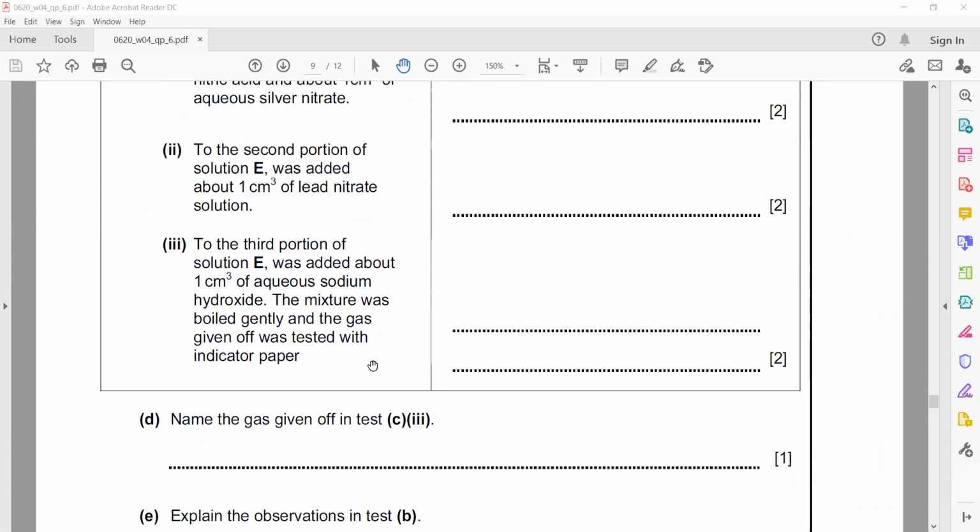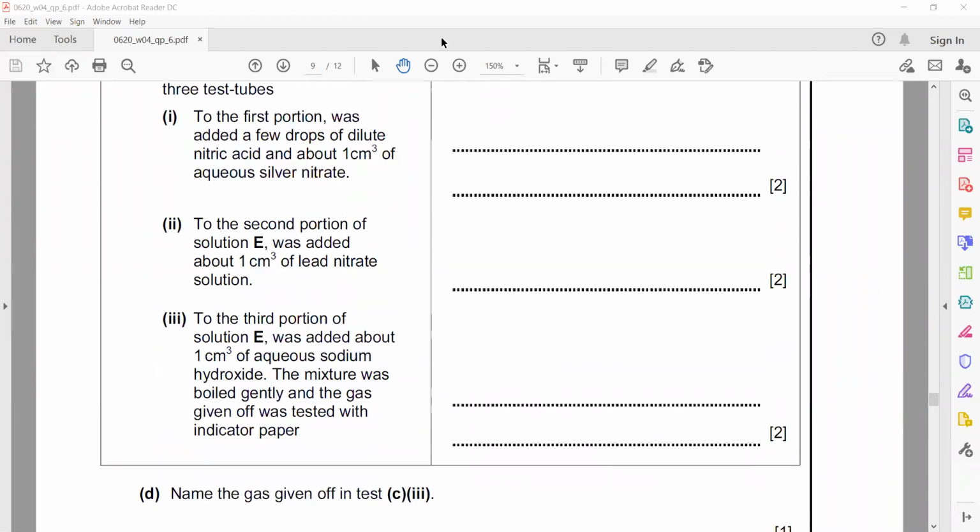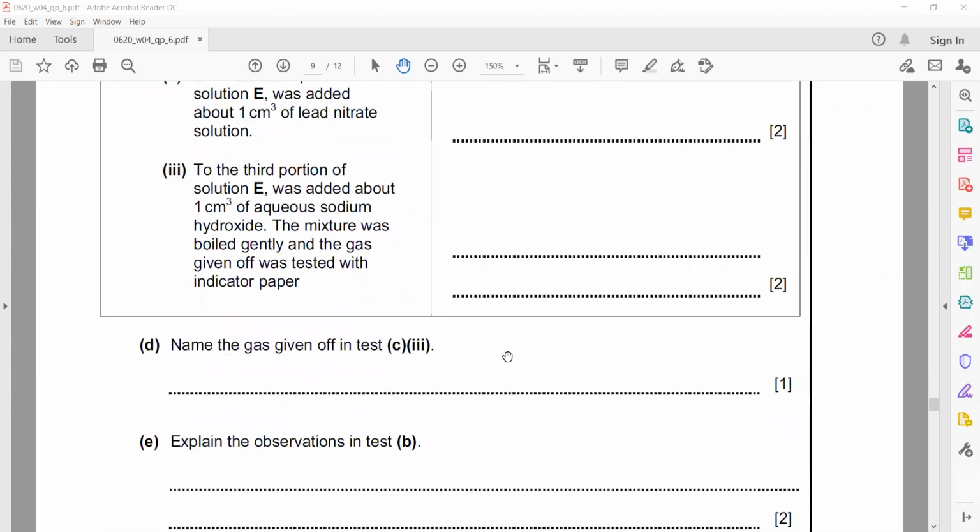Name the gas given off in test C3. Which gas is given off here? Ammonia is there. The ion is ammonium, but the gas is ammonia. You don't have to write a formula; you have to write the name of the gas. So the gas which is given off is ammonia.